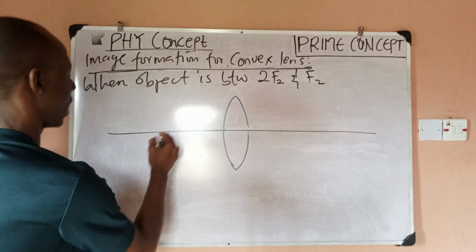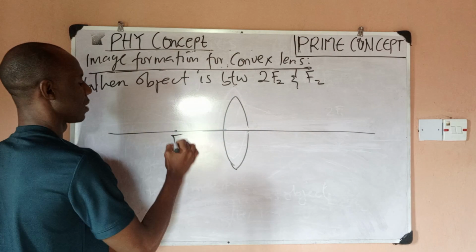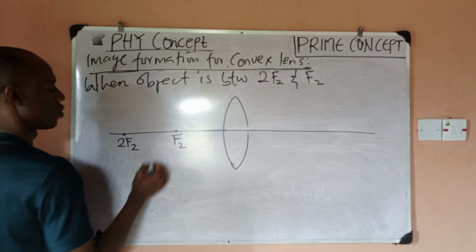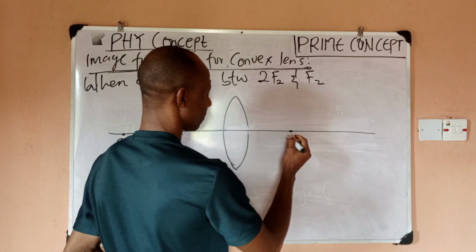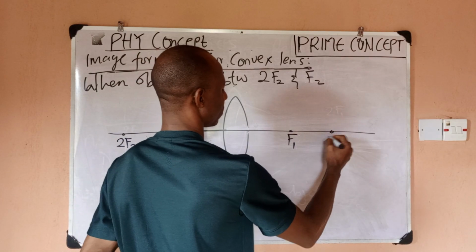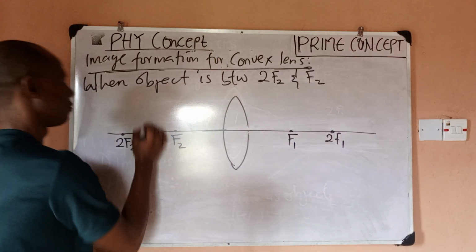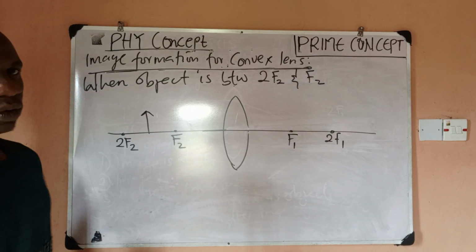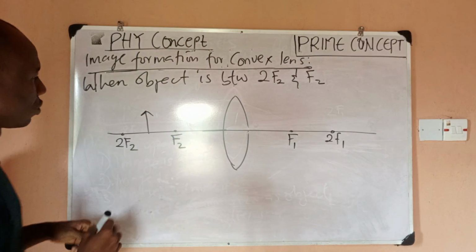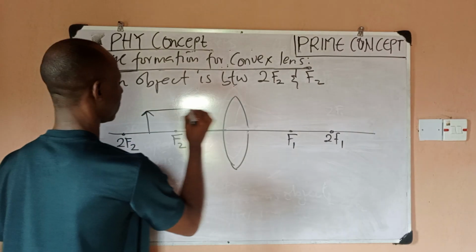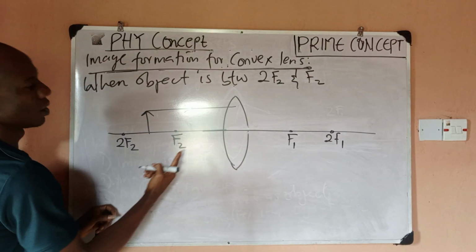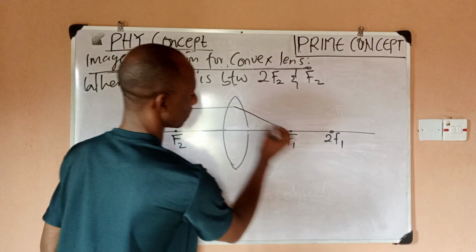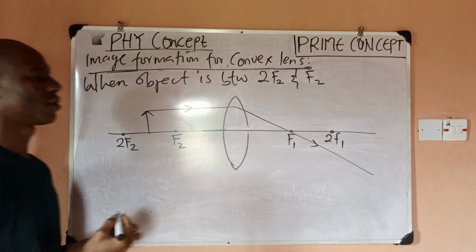So now I would label here, as usual, f2. I would label here 2f2. I would label here f1. I would label here 2f1. So if we place our object somewhere in between 2f2 and f2, we follow the rules. One of the rules I'm following is this: parallel rays entering your lens, when it hits the center of your lens, it comes out, right, through the focal point on the other side.